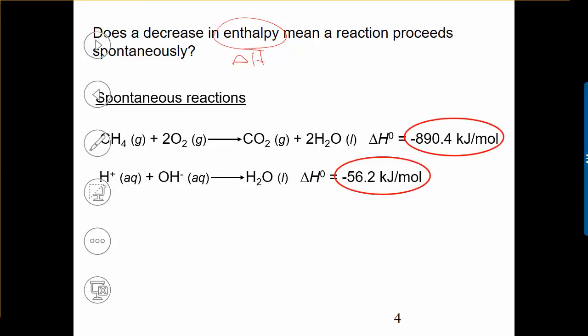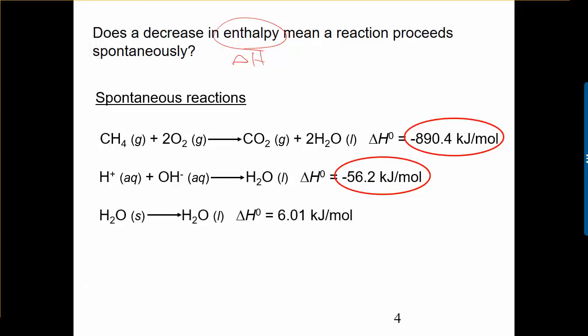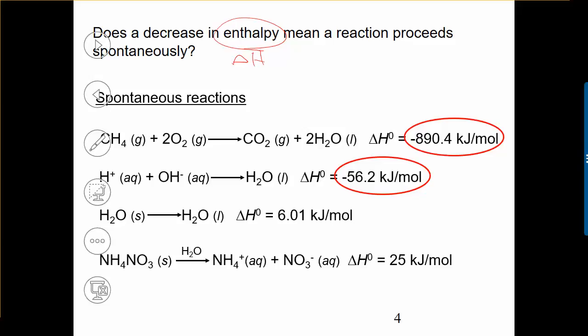Here's another one. H plus OH minus forms water. Delta H is negative 56.2 kilojoules per mole. But here we have H2O solid to H2O liquid. Solid melting into a liquid gives us a delta H equal to 6.01 kilojoules per mole. So two of these reactions are exothermic, and two of them are endothermic.